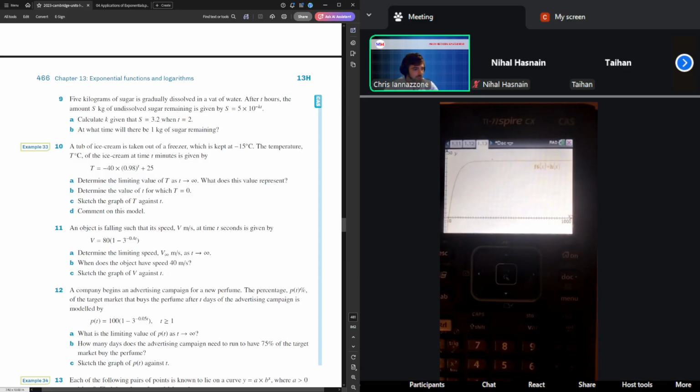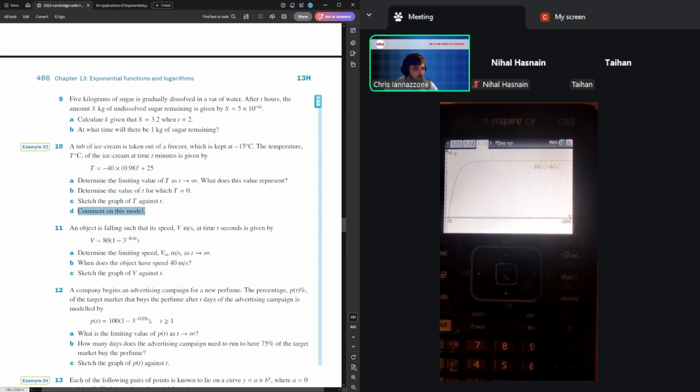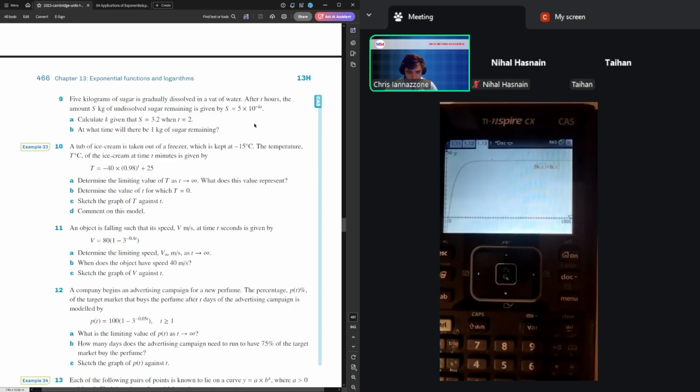Sorry. So the final question was comment on the model, which was very vague, of course. So I'm putting a few guidelines around it, which is, based on the picture of the graph and the scenario itself, we're told a tub of ice cream is taken out of the freezer. It's kept at negative 15 degrees Celsius, but our temperature graph is telling a story. What story is it telling? Just summarize what's going on with it.